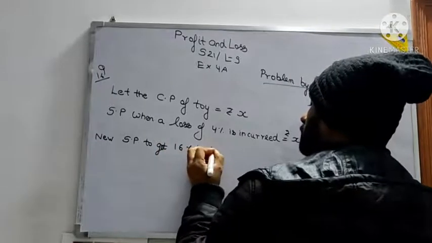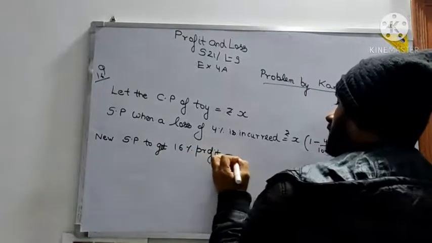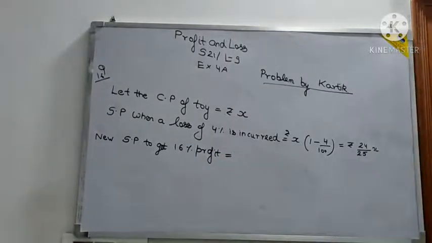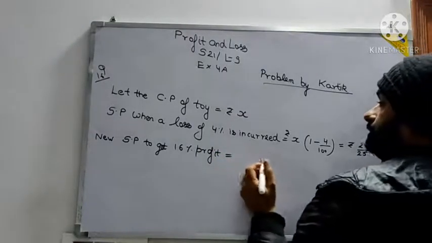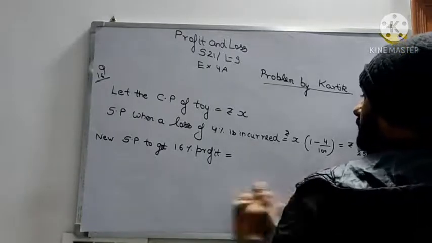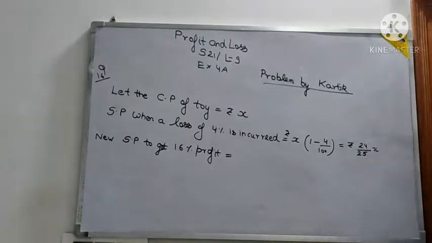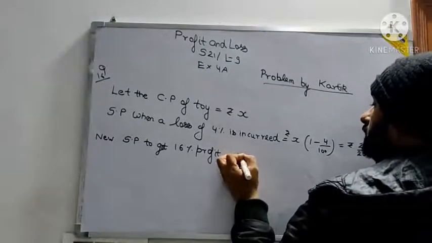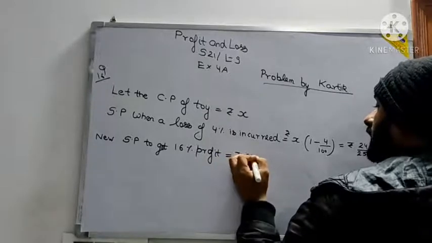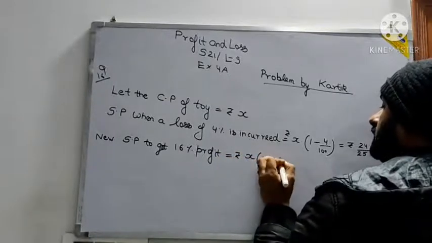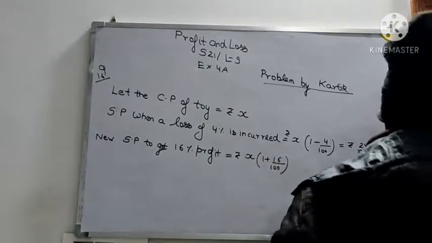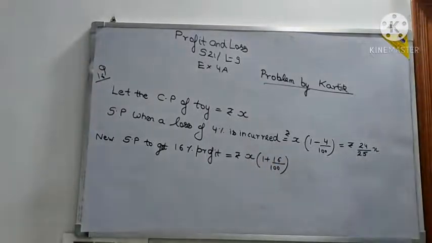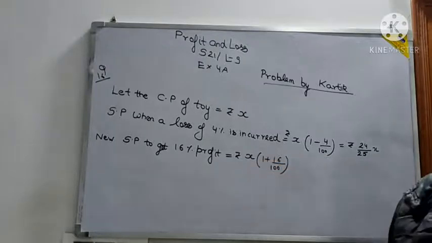C statements are up to you, whatever way you feel like. What will be the new SP if you want to get a profit of 16%? Now see, knowing the new SP to get 16% profit is one thing. We will get two SPs. One SP will be as per the formula. So it will be rupees X into 1 plus 16 by 100, so it will be 1 plus 16 by 100 into X.